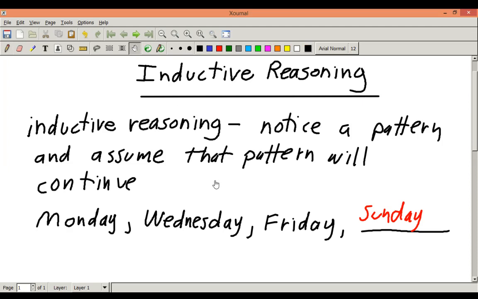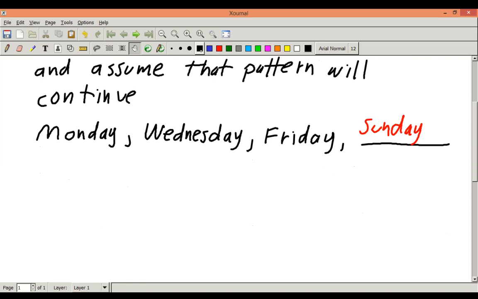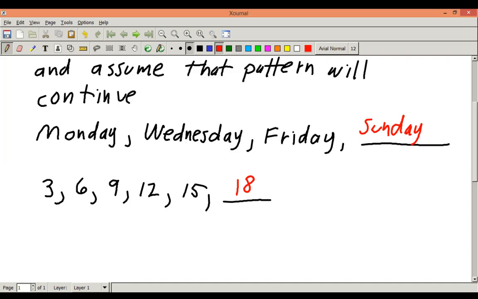Let's show another example of when we use inductive reasoning. So let's say they have the number sequence 3, 6, 9, 12, 15, and then you're supposed to write the next number in the sequence. Well, if you notice that every time we're adding 3 to the previous number to get the next one, so if we continue that pattern, we're going to say that the next number in that sequence is 18, based on inductive reasoning.